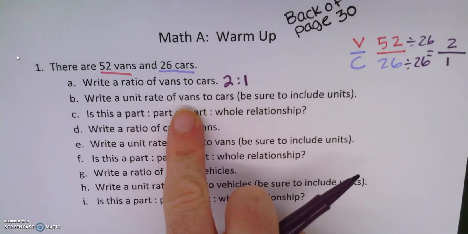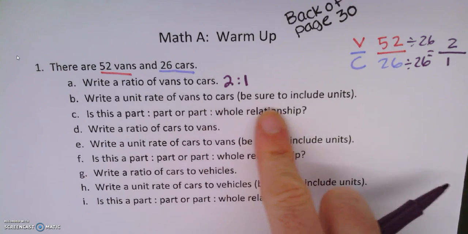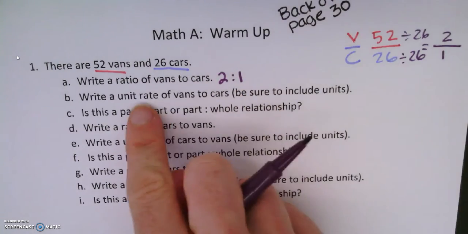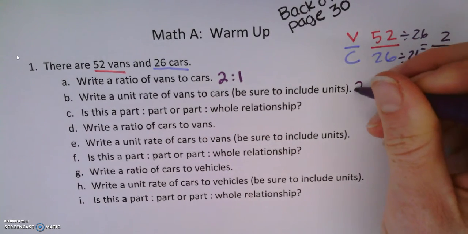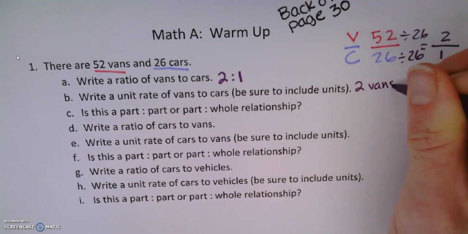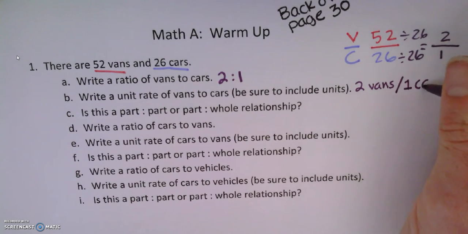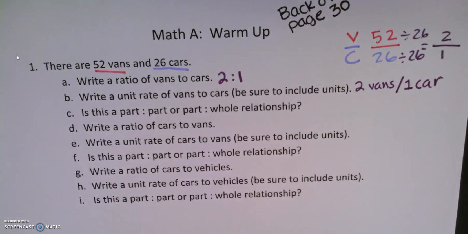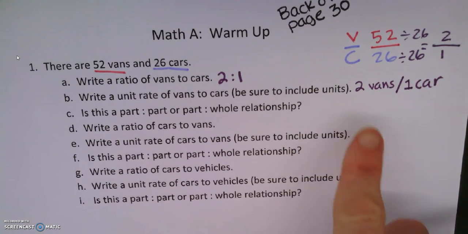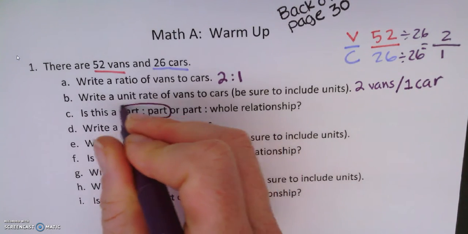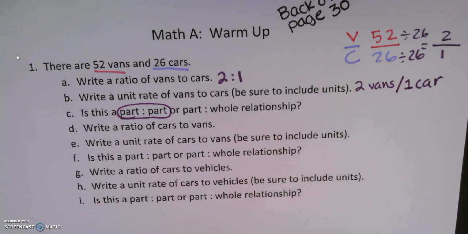So what's the unit rate of vans to cars? Be sure to include units. Well, vans to cars, unit per 1, is right here. 2 vans per 1 car. So is this a part-to-part or part-to-whole relationship? Because these are 2 parts, we're not talking about all the vehicles yet. This is a part-to-part.